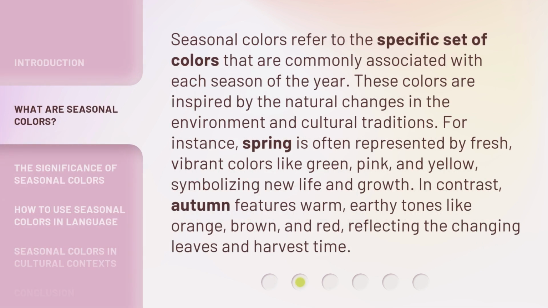Seasonal colors refer to the specific set of colors that are commonly associated with each season of the year. These colors are inspired by the natural changes in the environment and cultural traditions. For instance, spring is often represented by fresh, vibrant colors like green, pink, and yellow, symbolizing new life and growth. In contrast, autumn features warm, earthy tones like orange, brown, and red, reflecting the changing leaves and harvest time.